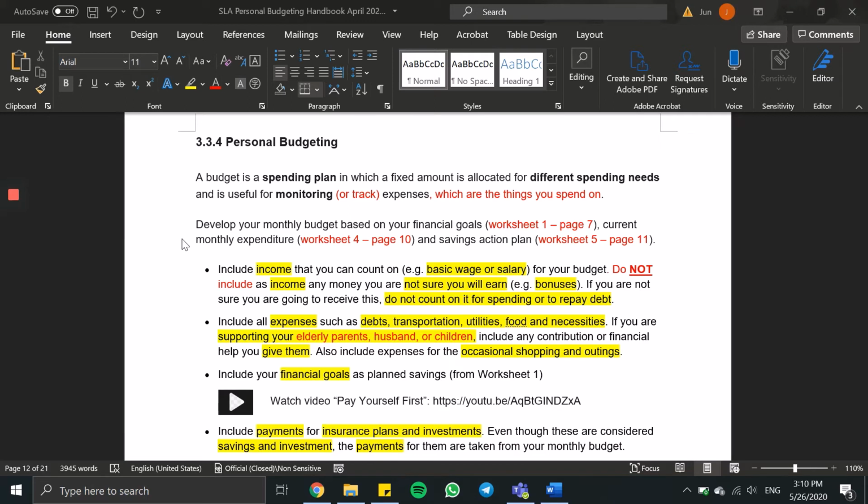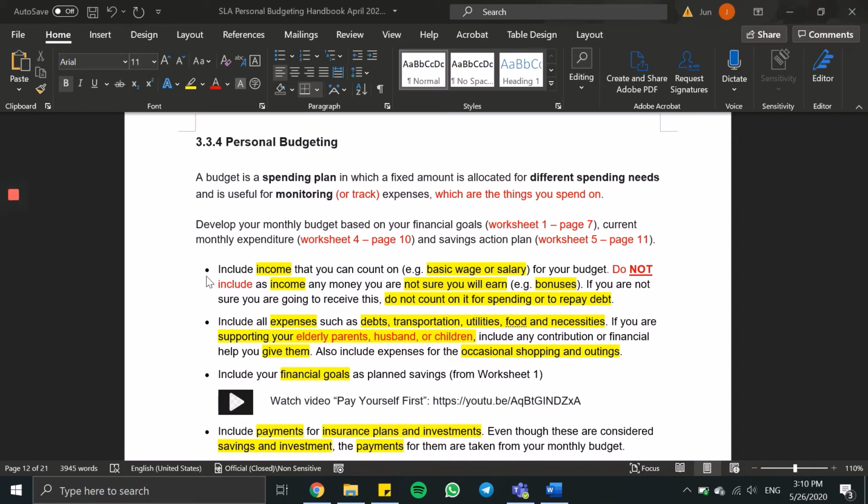You will also have to include your current monthly expenditure, like your monthly income and your monthly spendings, the expenses, from worksheet 4, page 10. And the savings action plan from worksheet 5, page 11, which is maybe to increase your income by having investment in other things, or to reduce your expenses, maybe to cut down on the number of times you buy McDonald's.